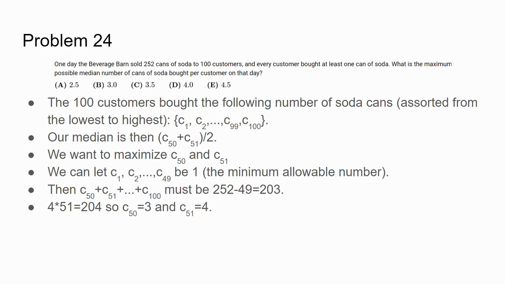But that doesn't work. So we can let 50 of the customers have bought 4 cans, and the last unlucky guy, which for us is C50, bought 3 cans. Thus our median has to be (3 plus 4) over 2, because we have (C50 plus C51) over 2, which is 3.5.